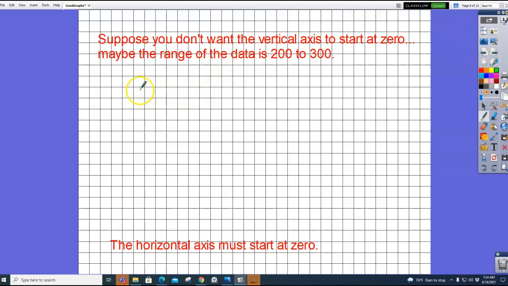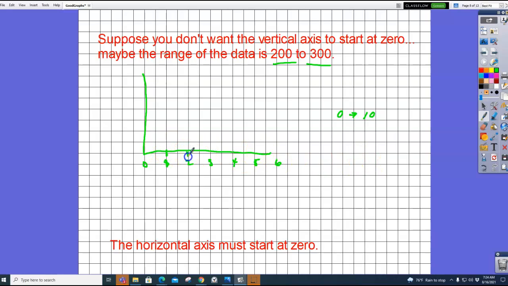Suppose you don't want the vertical axis to start at 0. Okay, I'm going to hand draw a graph really quickly. It's not going to look neat, but let's say all of our data is between 200 and 300 on our vertical axis. So we have a 0 here, and let's say all of our data on the x-axis is from 0 to 10. So we'd have 0, 1, 2, 3, 4, 5, 6, 7, 8, 9, 10.